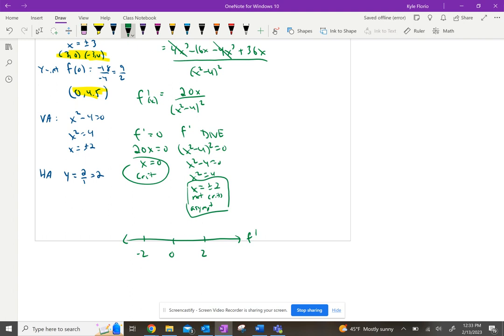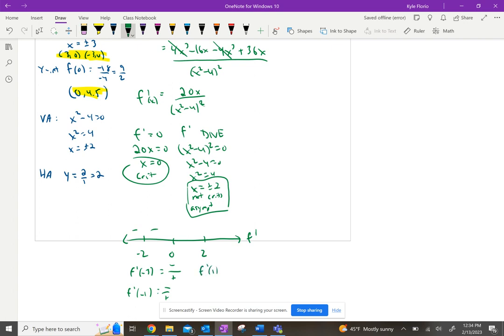So we got to look at numbers less than negative 2. If I plug in a number like negative 3 into my derivative, the denominator is always going to be positive because it's something squared. And the top, if I plug in a negative, I'm going to get a negative. So a negative over a positive is going to be a negative. If I plug in a number like negative 1, the top's going to be negative because 20 times negative 1 is negative. The bottom's always going to be positive because it's squared at the end. Negative divided by positive is negative.